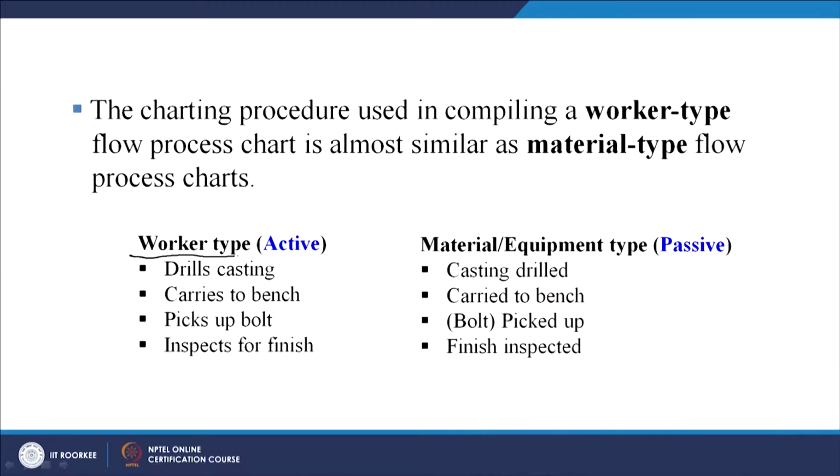In the previous session, our target was a material type flow process chart. The only difference that we usually see is slightly in how we write the details about the activity being done. In case of worker type, we use active voice. When we have to talk about the worker, we will write: drills casting. This is one operation being done by the worker. Carries to the bench, maybe transportation. Picks up bolt, inspects for finish. Then when it is material type, we will write in the passive form.